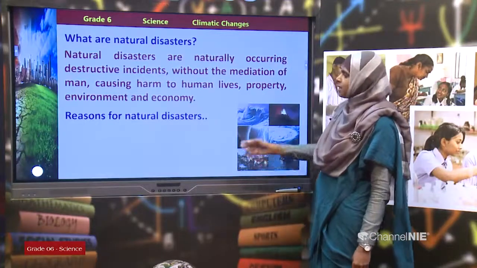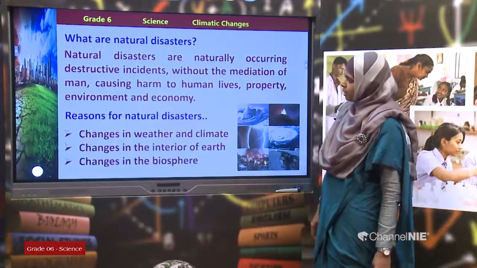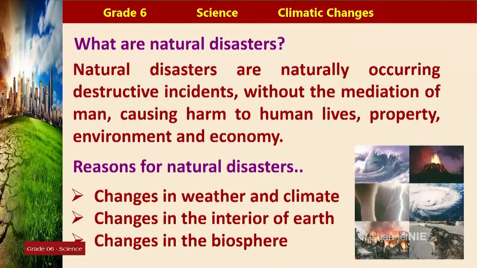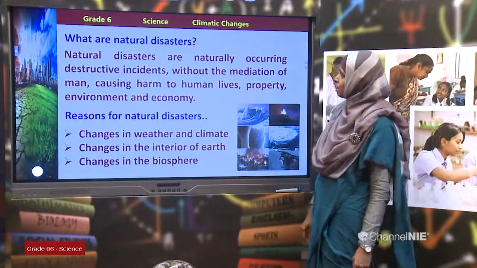And let's look at reasons for natural disasters. What are the reasons for natural disasters, children? Yes, changes in weather and climate. The changes in weather and climate occur naturally, which can give rise to these disasters, as well as various changes in the interior of the earth. Deep inside the earth, you know there's liquid rock, right? The changes occurring in the earth can lead to natural disasters, as well as the changes in the biosphere. The living organisms can lead to natural disasters.